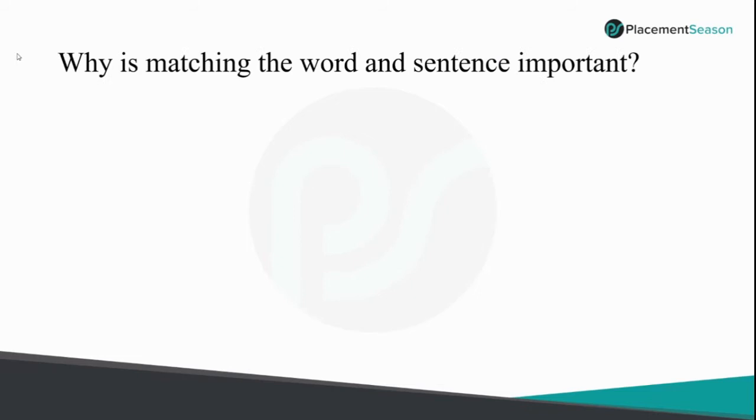So now next, after understanding the root words, where do we come? We try to match the word and the sentence. So why is it so important? Why is matching the word and the sentence very important?